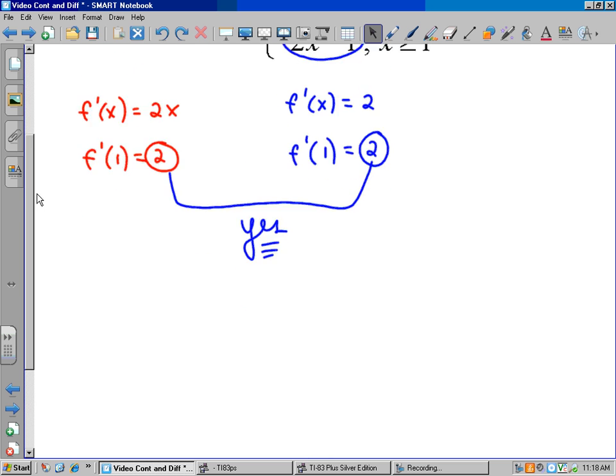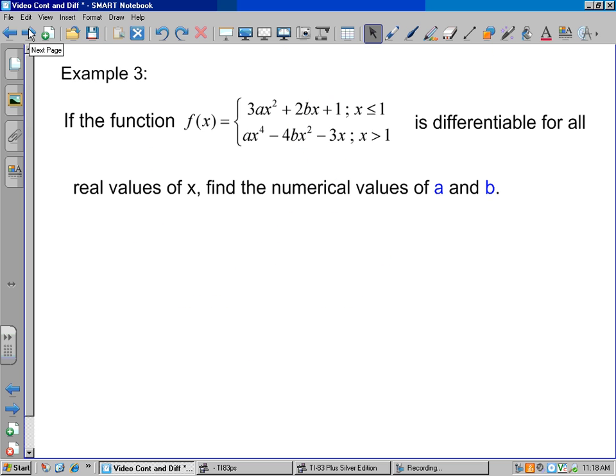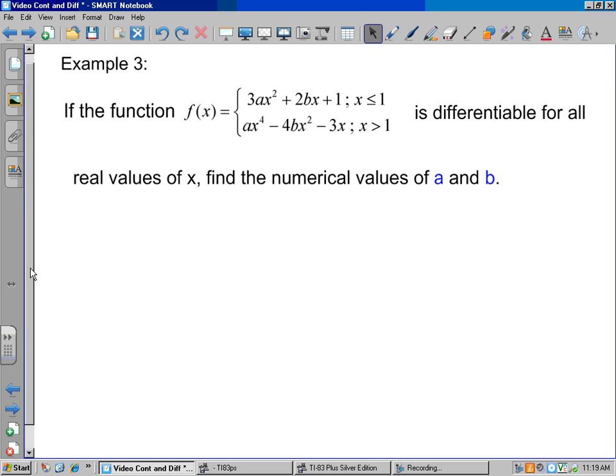What else could we go through with you? Here's a great example. Example 3. If this function is differentiable, find a and b. Ooh, what a great question. If the function is differentiable, let's think about this for a second. Then the left-hand derivative is going to equal the right-hand derivative.